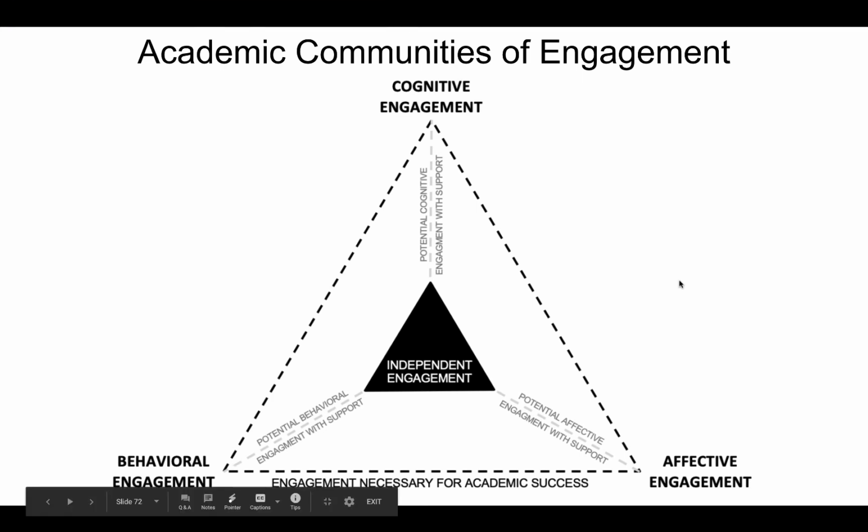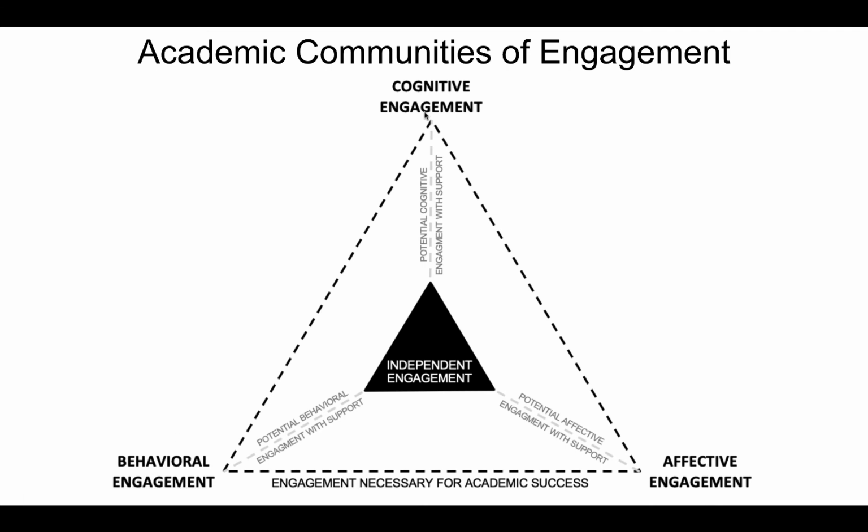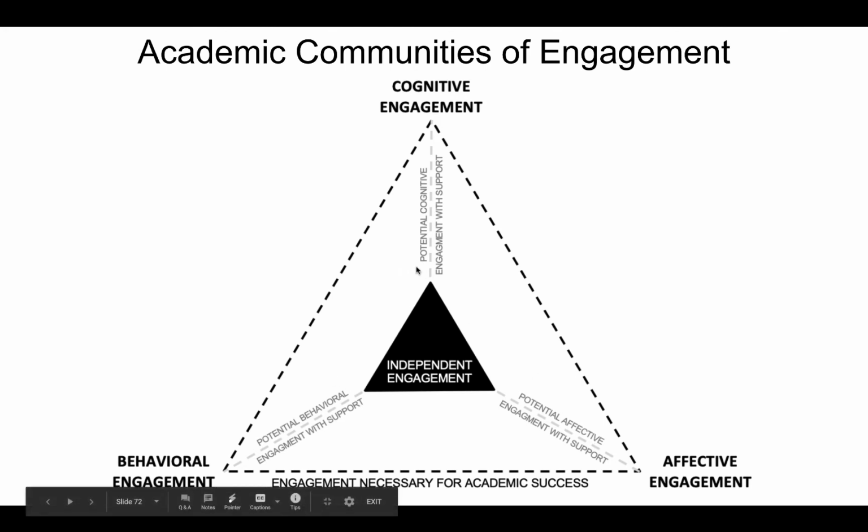So again, we have affective engagement, behavioral engagement, or cognitive engagement. And you can imagine that a student coming in to a course might not be able to engage at the level that they need to reach academic success independently. But you'll notice along this dotted line here and along these three dotted lines, it's potential engagement with support.